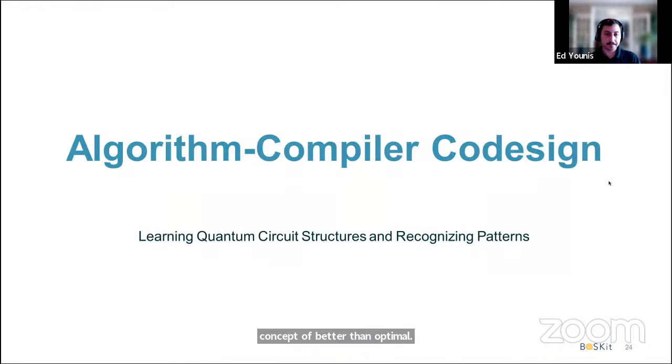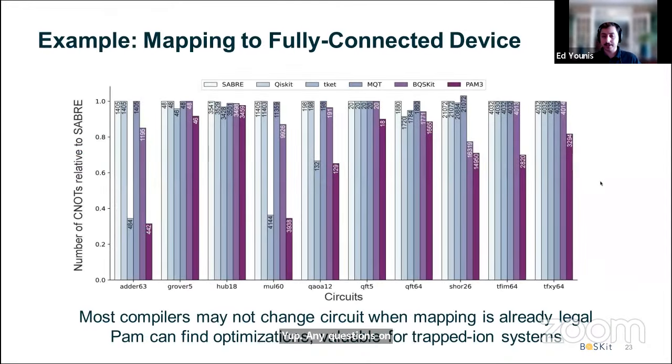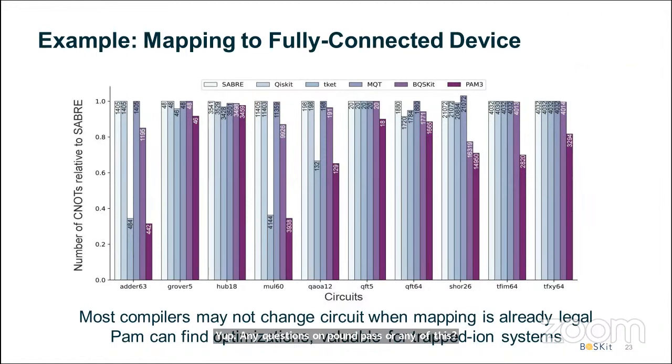Yep. Any questions on PAM, PASS, or any of this? I don't see. Oh, there's one question from Jordan. So Jordan, you can unmute again if you want. Yeah, so for PASS and PAM, are you implementing classical machine learning techniques for these optimizations? Is that what's going on here?